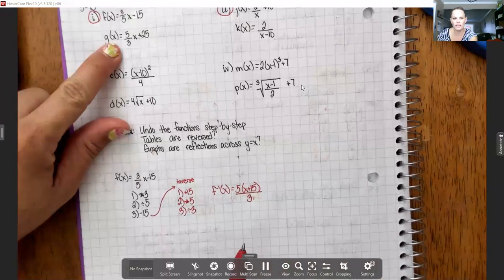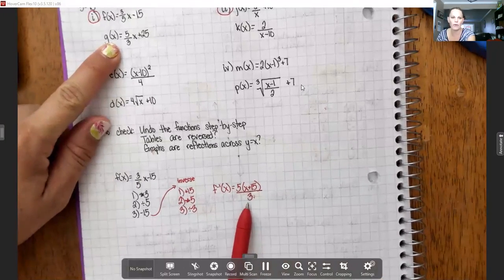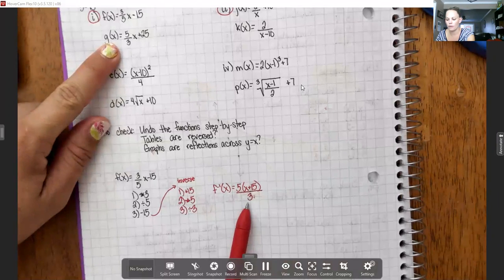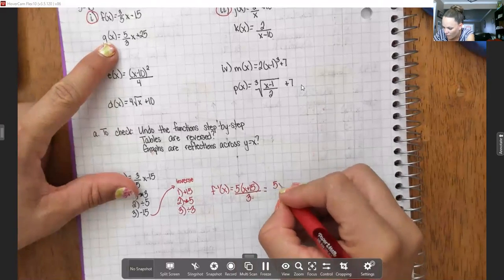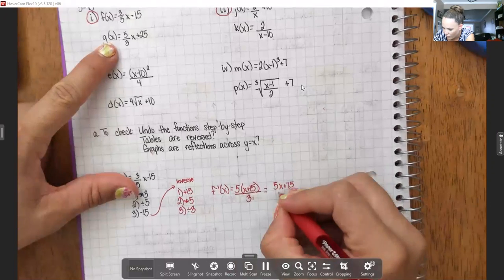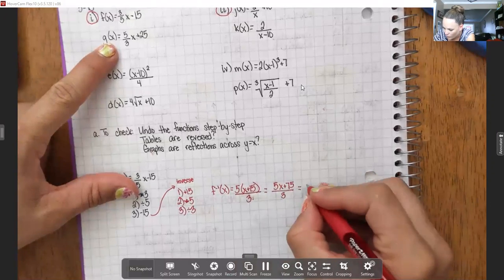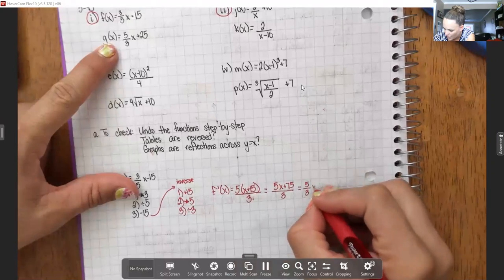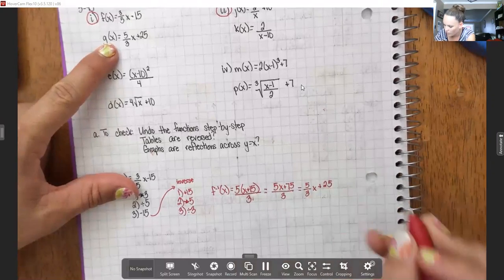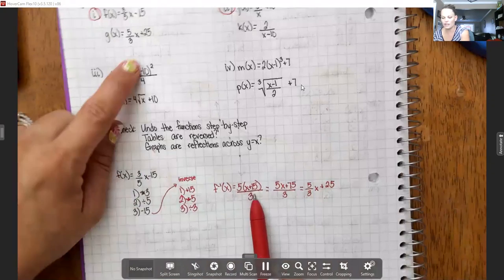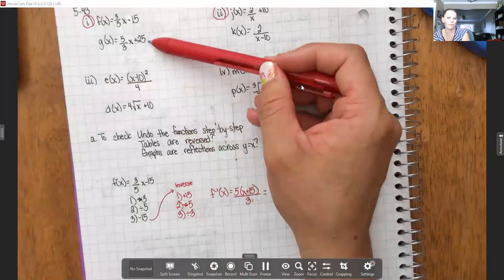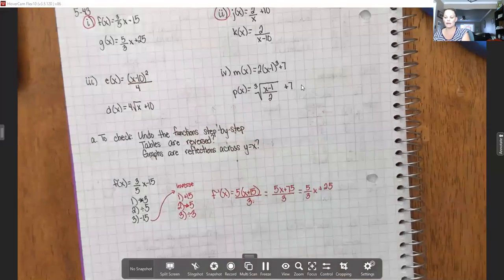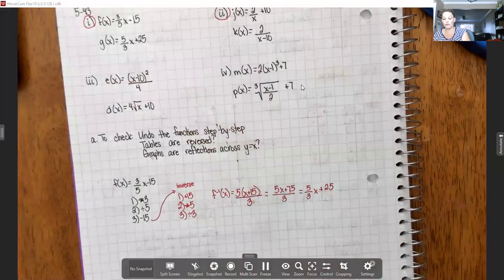which I just said this was the inverse, but when we wrote our equation, I wrote it like this. Well, if I distribute and simplify, I have 5x plus 75 all divided by 3, which is the same as 5/3 x plus 25. So this equation and this equation are the same. But when you look at it, you'd wonder, where does that 25 come from? So you can't just look at them and always tell if they are or aren't inverses.